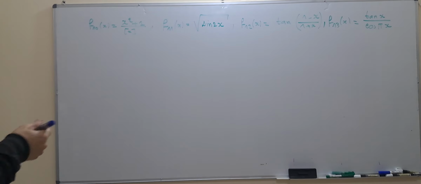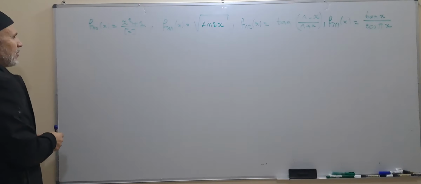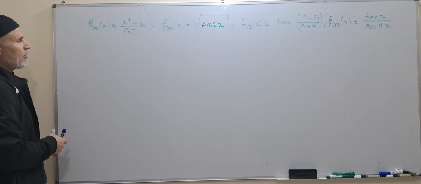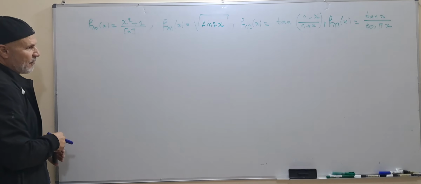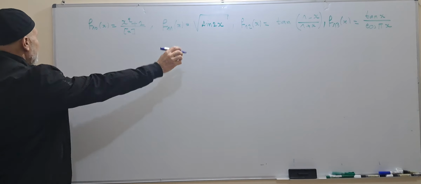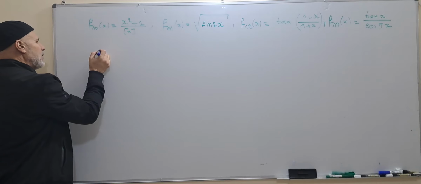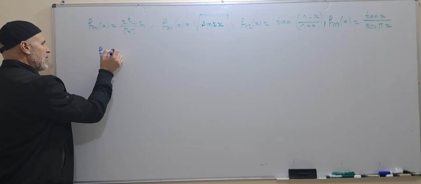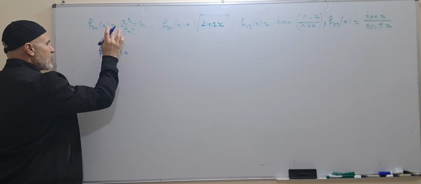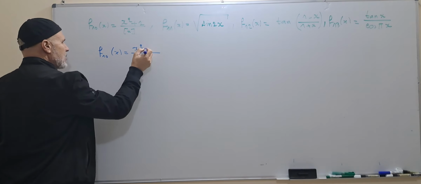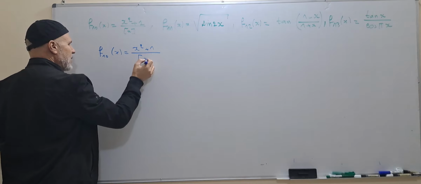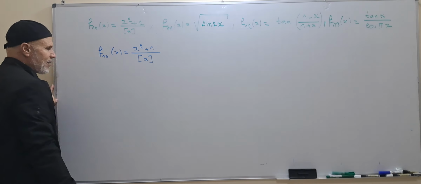Hello, once again, this is the second part of the domain of definitions of some elementary real functions. F10 of x is equal to x squared plus 1 divided by the integer part of x.